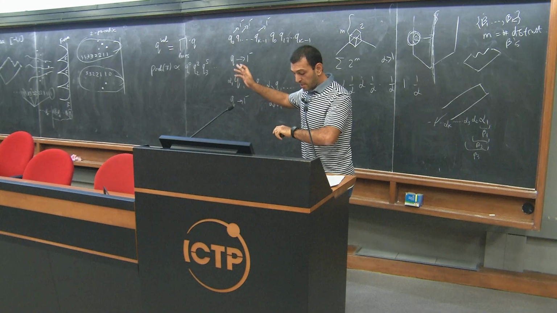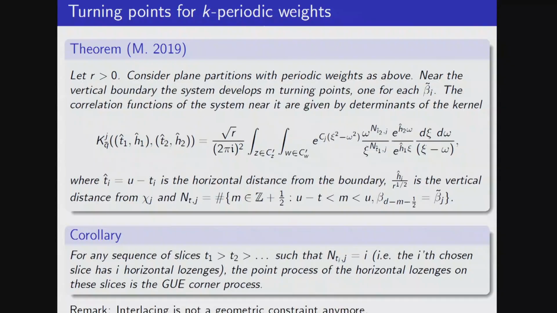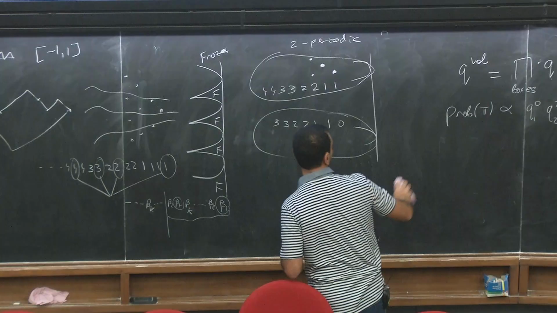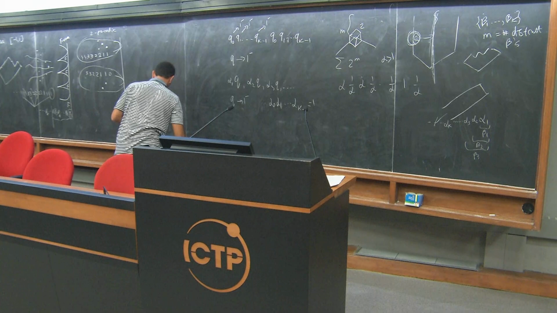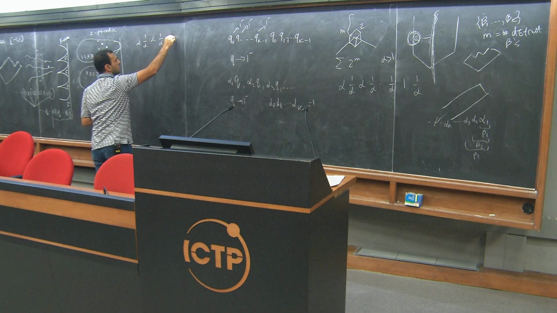As I said, this was supposed to be a regime outside of this GUE corners process regime, but you can see that the GUE corners process actually survived. I'll show you one last result where the GUE corners process doesn't survive. So let's do the following thing. Let's take two periodic weights, alpha, 1 over alpha, alpha, 1 over alpha, and so on.